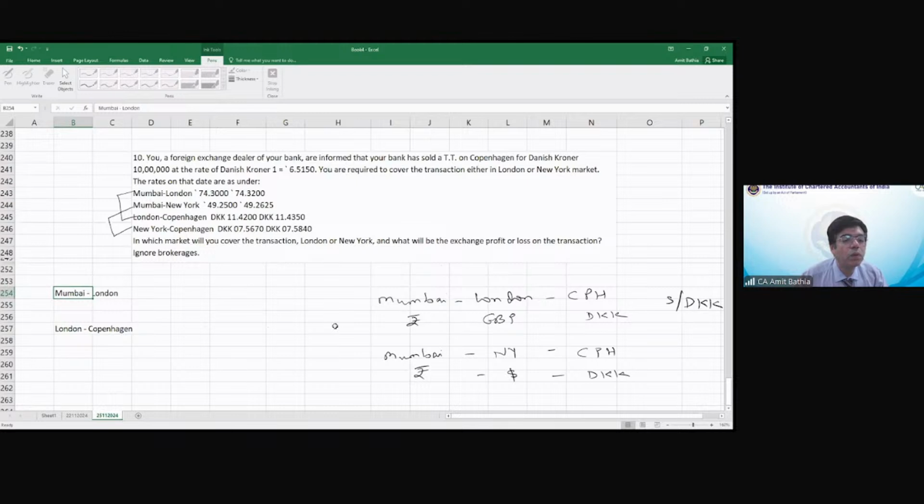Okay. So when I talk about Mumbai to London, this is which rate? Mumbai to London is given as INR to GBP, and London to Copenhagen is mentioned as DKK, right? You see over here the quotation is given as DKK so and so. So what is the base currency? Base currency is GBP. Are you with me? Yes, sir. So what is the bid ask? And my ultimate objective is to find rupee per DKK. Okay.